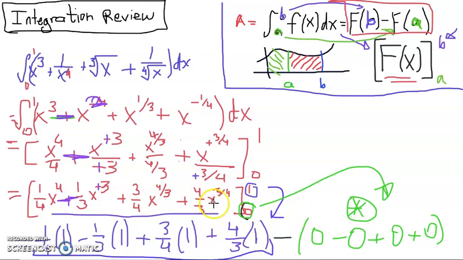Okay, so the reason that was a problem is x to the -3, if you remember, is 1 over x cubed. And you can't plug 0 into that, it doesn't work. Breaks the universe.